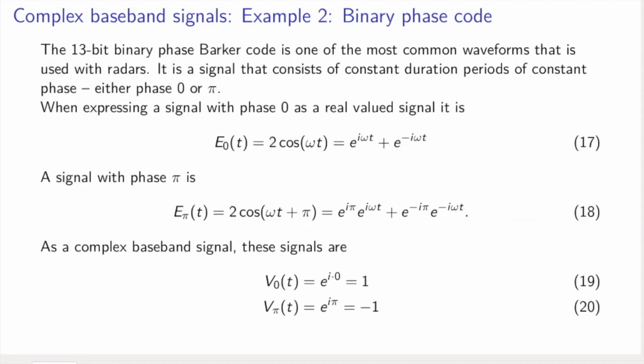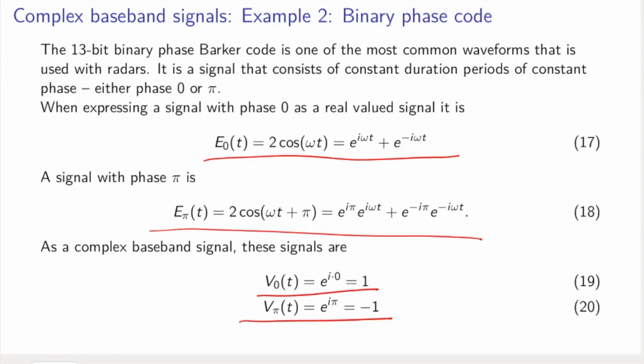Here's another example. Binary phase modulated signals are commonly used as radar transmit codes. Binary phase modulation simply means that the signal alternates between two possible phases, 0 and pi radians, or 0 and 180 degrees. Equations 17 and 18 show the 0 and pi phase signals using a real valued representation. The complex baseband representation of this signal is shown in equations 19 and 20. The 0 phase corresponds to 1, and the pi phase corresponds to -1 as a complex baseband signal.